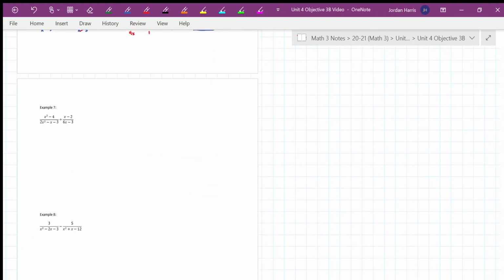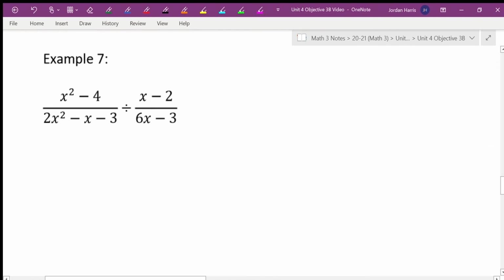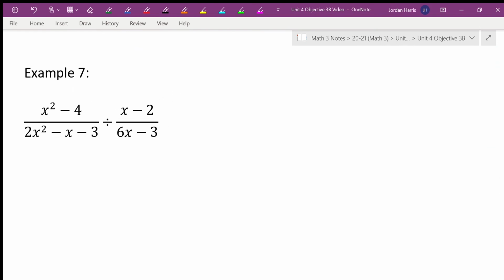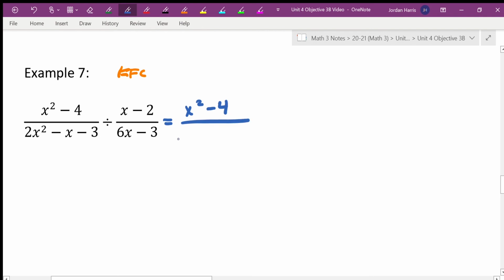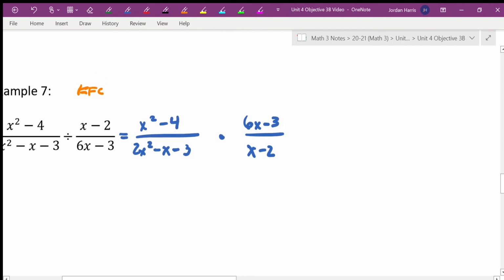Then a few of the problems are review. So I'll do a couple of them just to remind us how to do some things. So what about division? Division, you got to remember KFC: keep, flip, change. Keep the first, flip the second fraction, change to multiply. Now we can factor everything. That first one's a difference of squares, x plus 2, x minus 2. This one, okay, it's a little harder because it's a coefficient, so 2x and x.